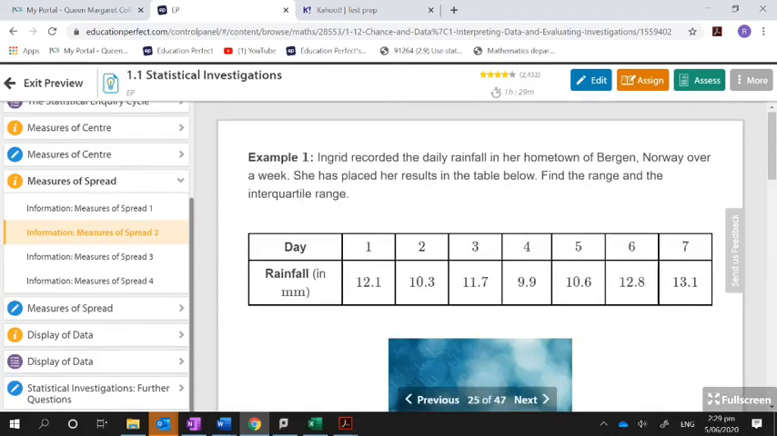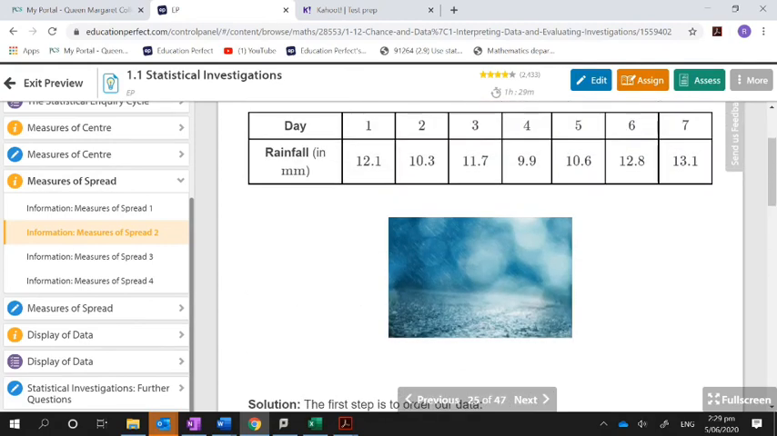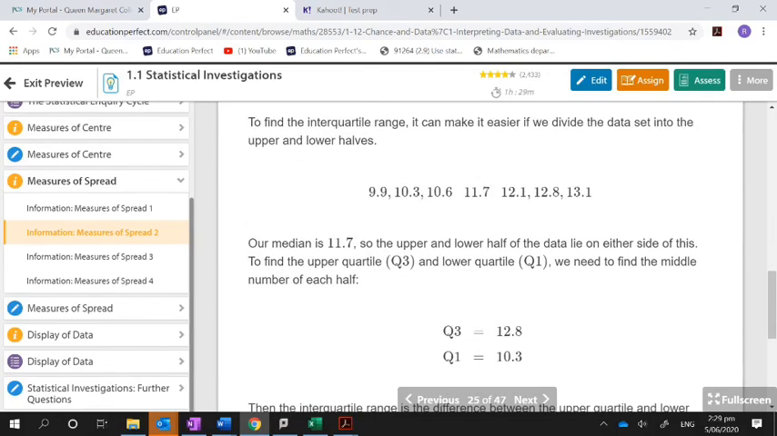So here's some data, for example, rainfall data. First step, they put it in order, because obviously it doesn't rain in order. Then they found the range by just taking the maximum minus the minimum. So the range here was 3.2. Then they found the interquartile range, so divide the data into upper and lower halves, making sure the median is in the middle. So the upper half is this stuff, the lower half is this stuff. They found the median, that's the point where it breaks it in half. Then you use this stuff to get the upper quartile, this stuff to get the lower one.